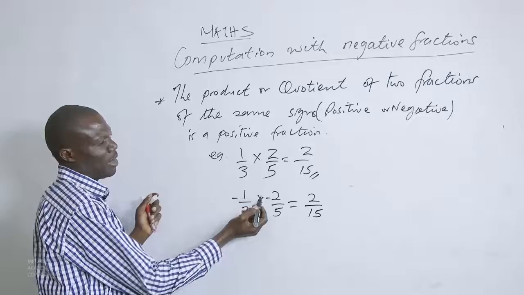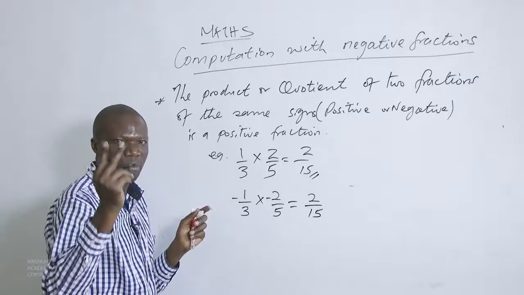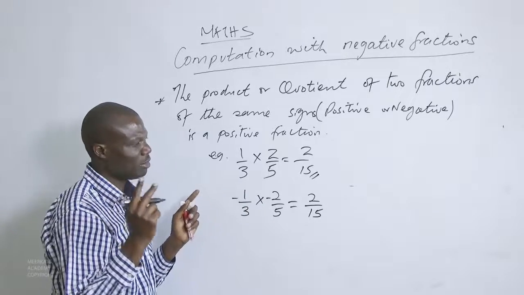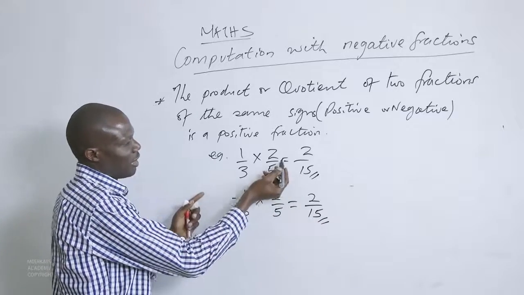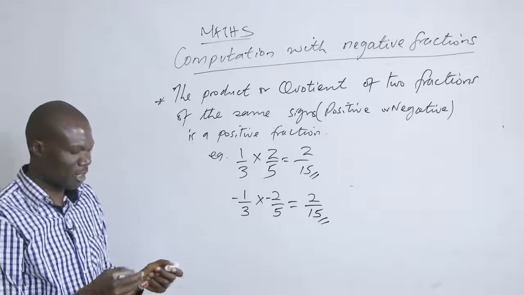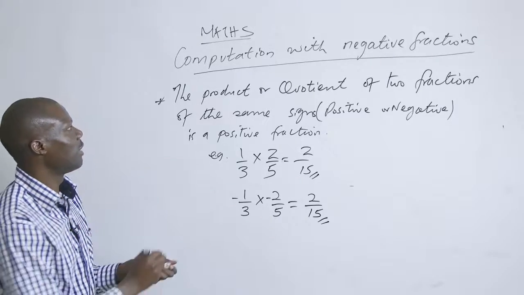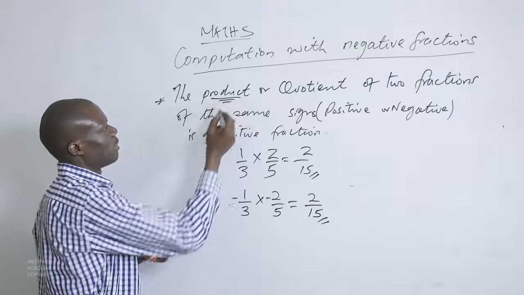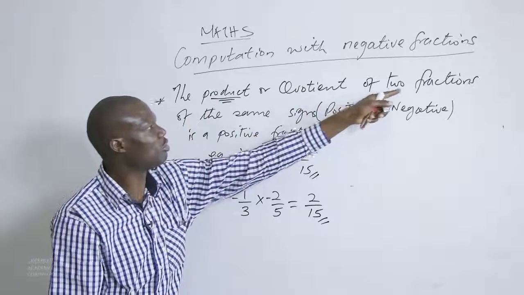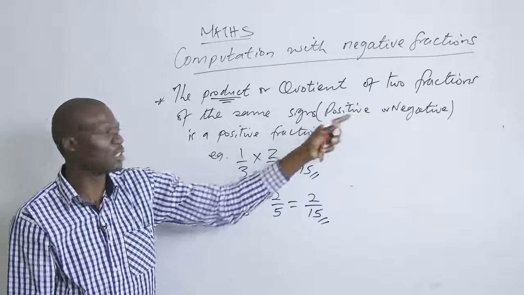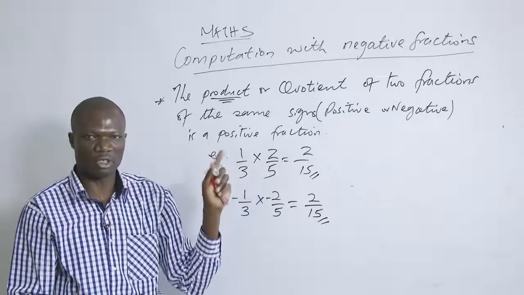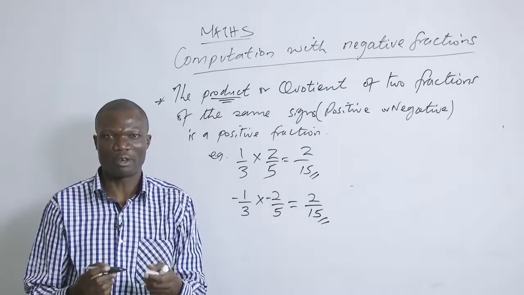Remember, it's minus and minus, negative and negative. The product of two negative fractions should be a positive. So you realize that this and this give us just the same, and that fulfills the rule that the product of two fractions of the same signs, either negative or positive, is a positive fraction. Let us now look at the quotient.